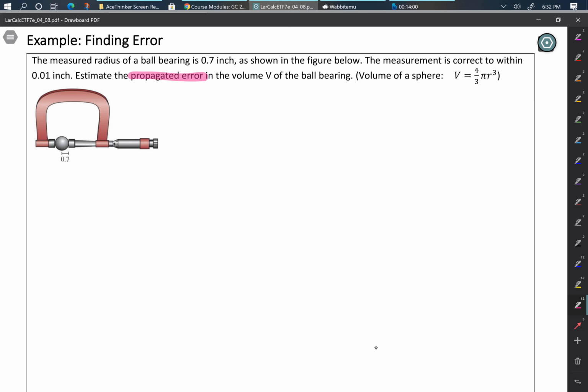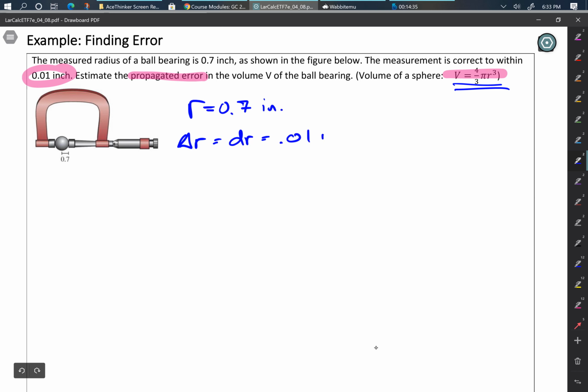All right, so let's look at what's happening here. I'm measuring the radius. I'm off by a little bit. How does that affect the volume? So essentially, this is the problem we just did. I have an input value that goes into a function, in this case a volume function. That volume could be off by as much as a delta, in this case a delta R. Okay? So I have an R of 0.7 inches. I have a delta R, which we're going to call our differential dr, of 0.01 inches. And the question is, what does this do to V? What is the potential error in volume?